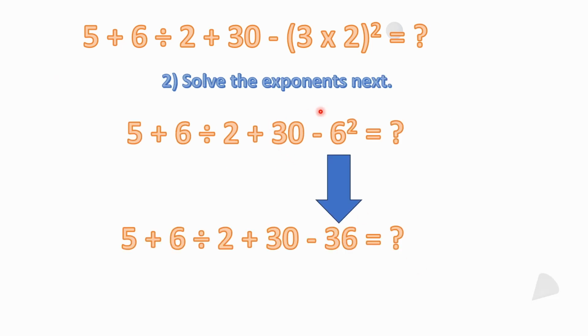All right, then we're going to solve our exponents next. So we've got 6 to the second power, basically the same thing as 6 squared, 6 times 6, which ends up being 36. So we are left with 5 plus 6 divided by 2 plus 30 minus 36. Hopefully you can see that 6 to the second power is going to be 36.